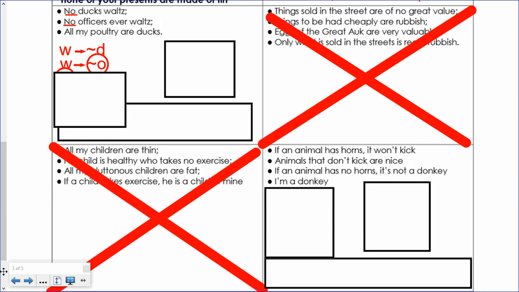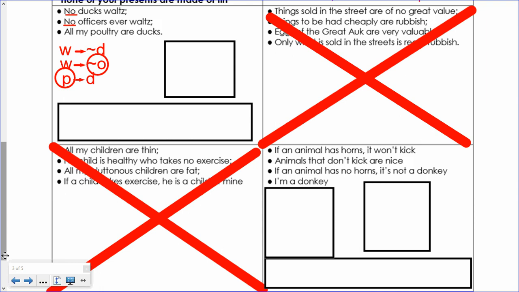And then the last statement says all my poultry are ducks. If it's poultry, then it's a duck. So then how would I write that in symbols? P arrow D, P for poultry, D for ducks. Alright, let's go ahead and rearrange this as best as we can. So the 2 ideas that show up only once, P only shows up once, and squiggle O only shows up once, so those are going to be the beginning and end.